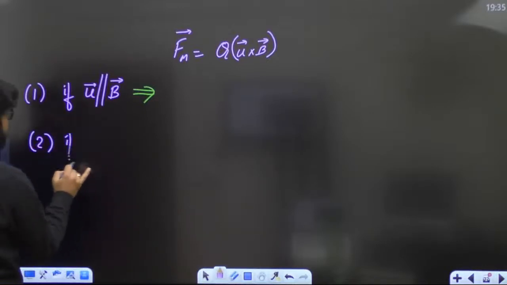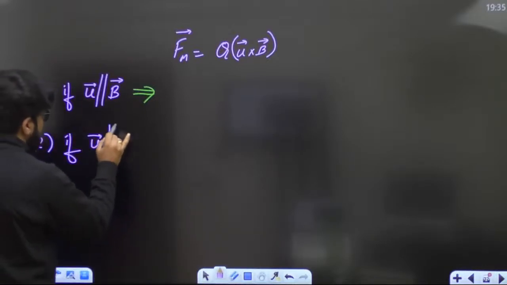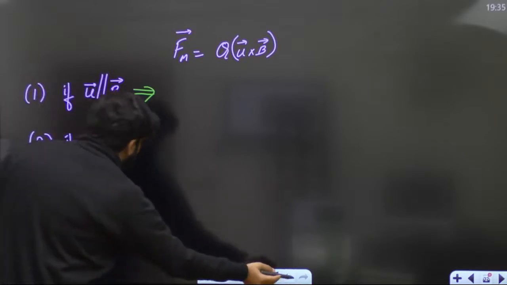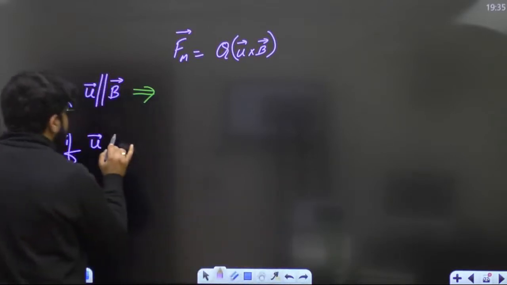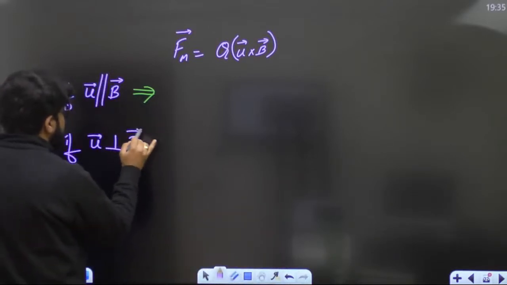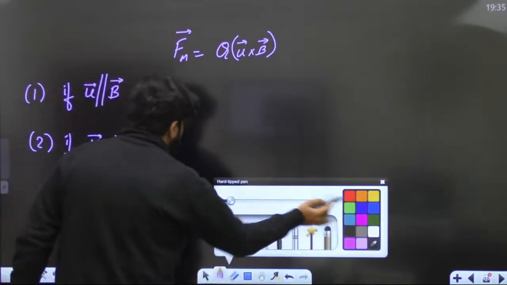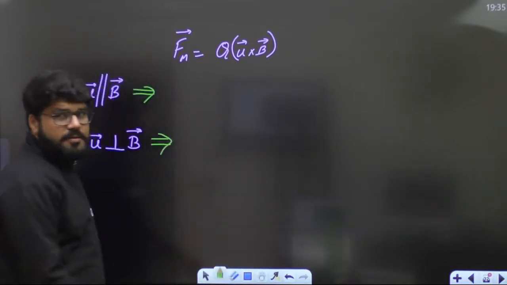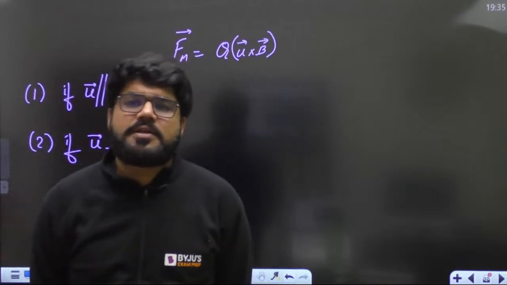Second, if the velocity is perpendicular to the B. Next case, if the particle moves with a velocity which is perpendicular to the B field, then it follows what motion?